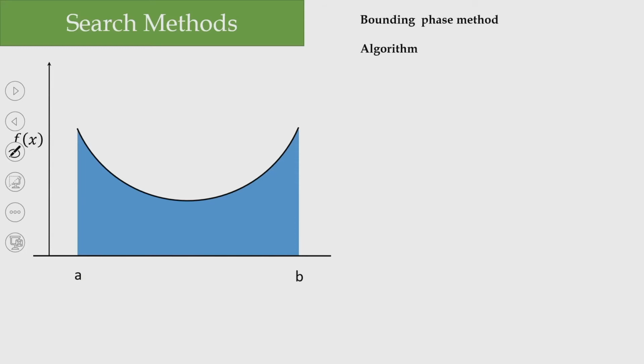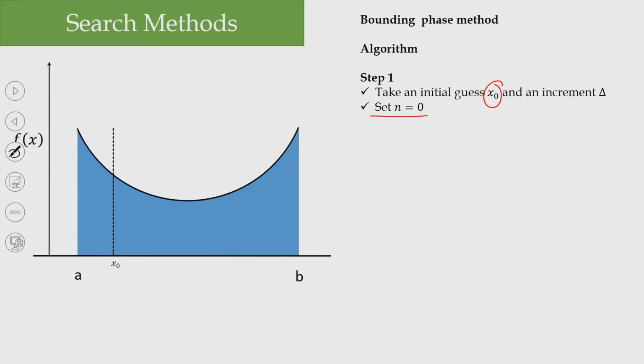The other one is the bounding phase method. In this method, we are not considering upper bound and lower bound, but we are starting our algorithm from x naught. And x naught is a point between our upper bound and lower bound. So, this is your x naught.